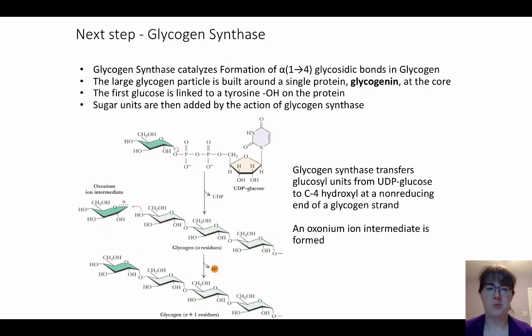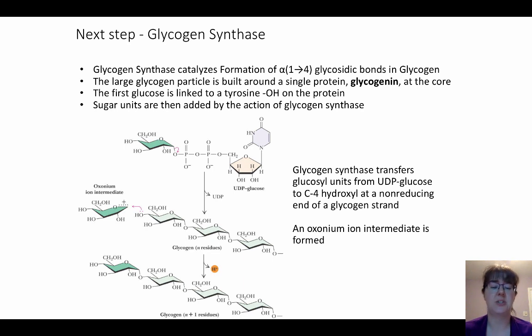Glycogen is one large molecule. This one large molecule is going to be built on a single protein, glycogenin, which is going to be at the very core of everything. The first glucose is actually linked to a tyrosine on the protein. Then we're going to have glycogen synthase, which is going to catalyze formation of alpha 1,4 glycosidic bonds in glycogen. From there, sugar units can then be added by glycogen synthase.